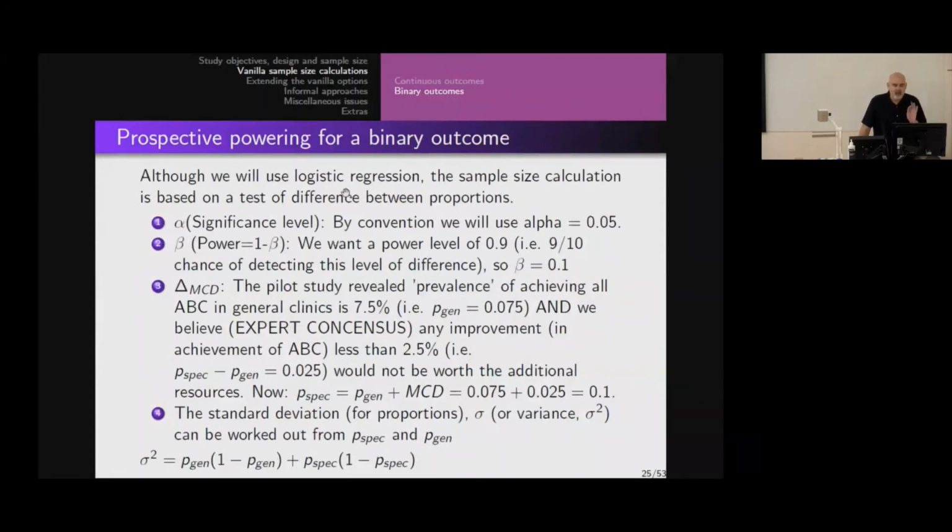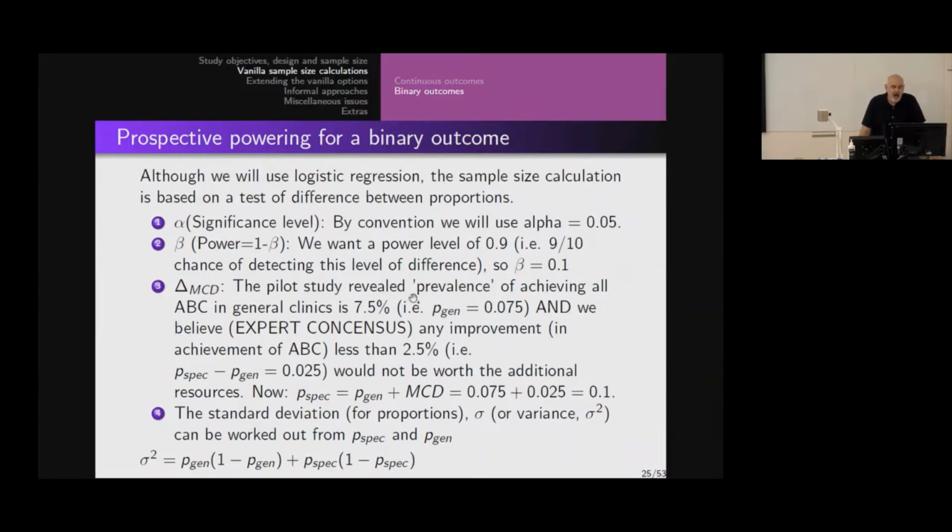So again, going to our 4 ingredients, they are exactly the same 4 ingredients, it's just how we specify them, particularly down here, that is a little bit different. Again, alpha 0.05, beta, power, 90%. We're going to use the no-brainers. And then we come to our minimal clinical difference.